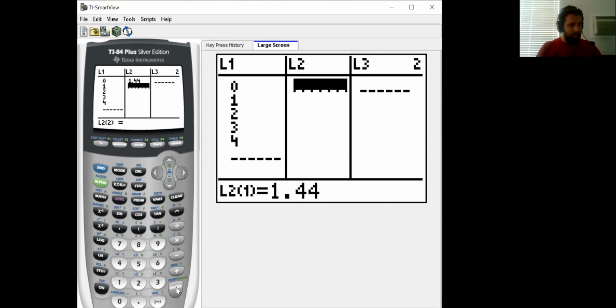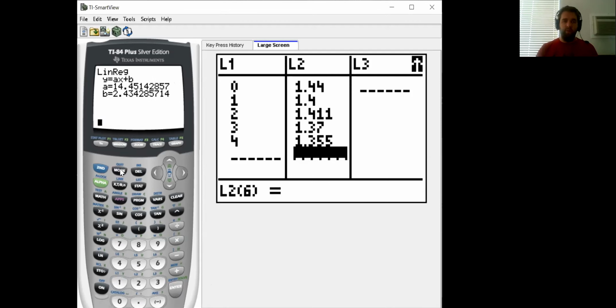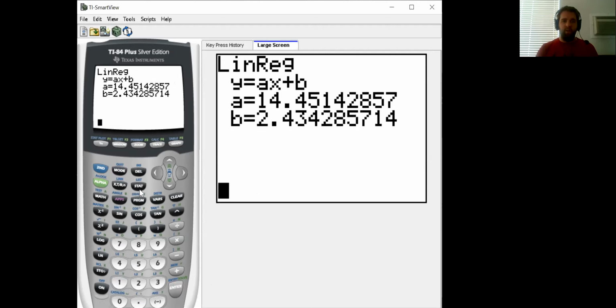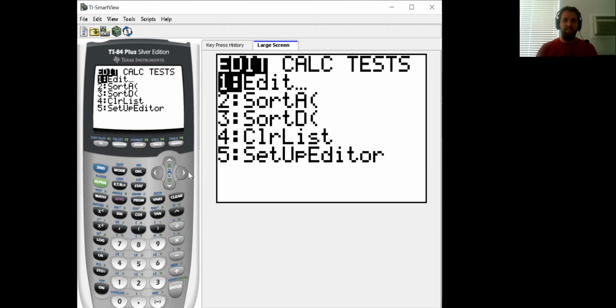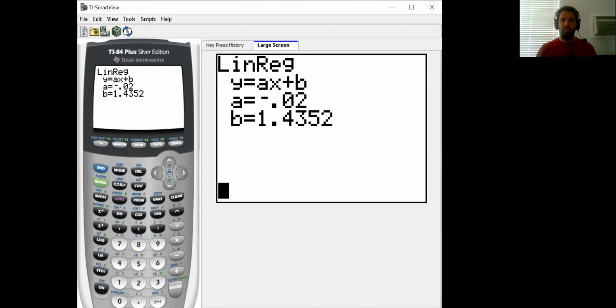For each of those, we do have a y-coordinate as well: 1.44, then 1.4, then 1.411, 1.37, 1.355. Okay, so now I've got our data entered into the calculator. You can go second mode to quit out, and you can now run your linear regression. Go to Stat, go to the right up to Calc, and then the fourth one down is LinReg, or linear regression. Hit enter.